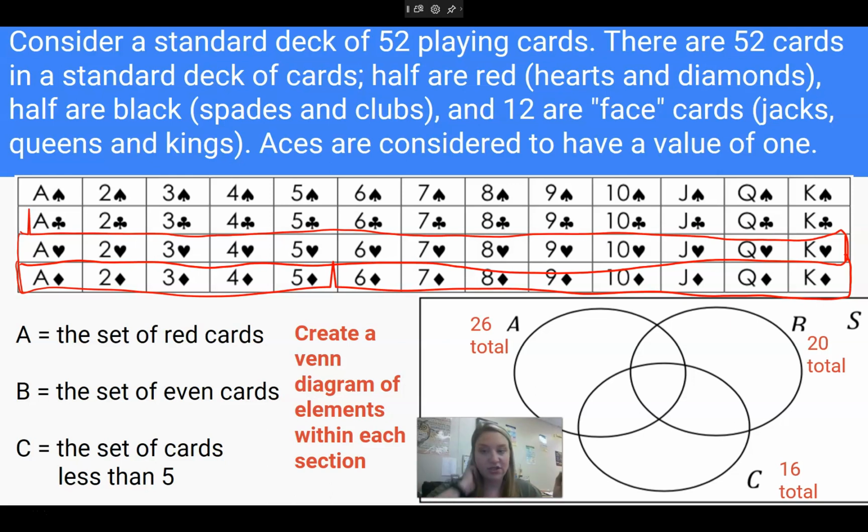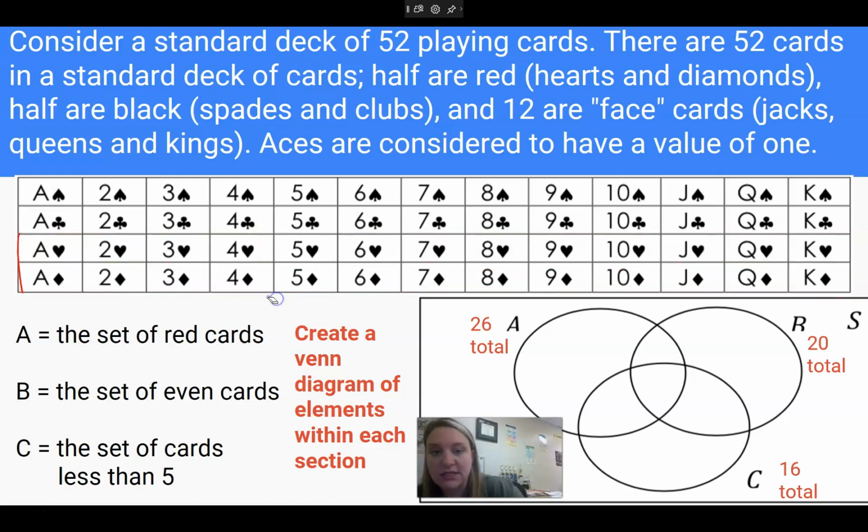Okay, so let's look at what cards are going to be red. I'm going to kind of get rid of this. What cards are red? They are even and they're less than 5. Okay, so red and even, less than 5. I got those two. Red, even, less than 5. That's it, right? So the 2 of hearts, 2 of diamonds, 4 of hearts, 4 of diamonds. So there are 4 cards that are going to be red and even and less than 5.